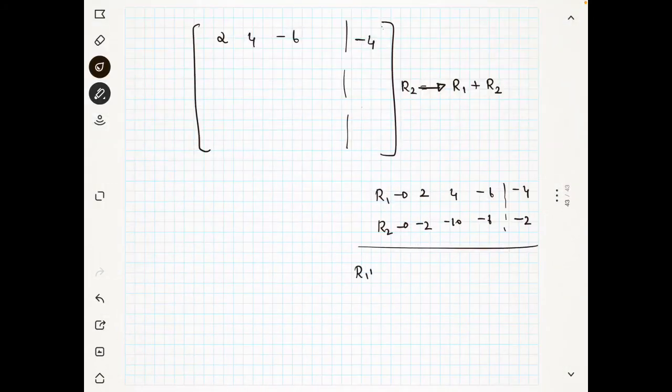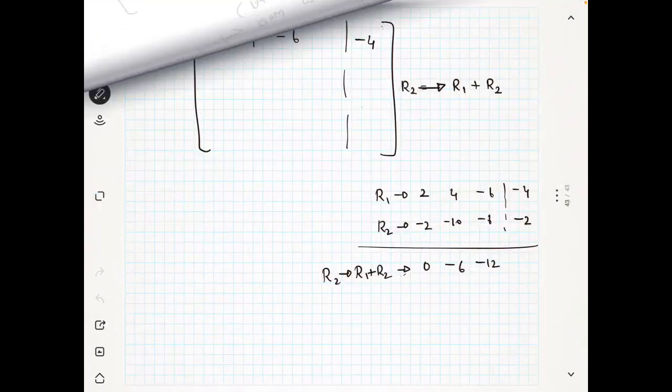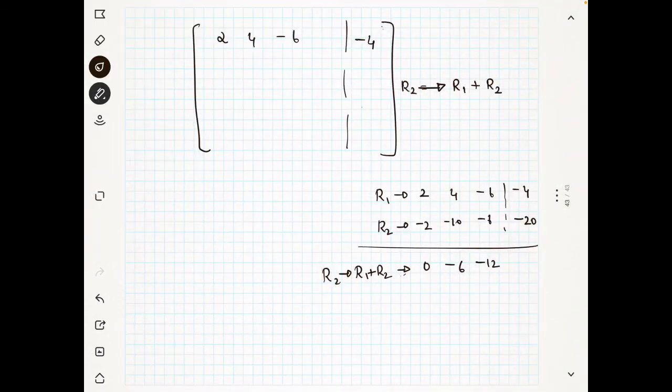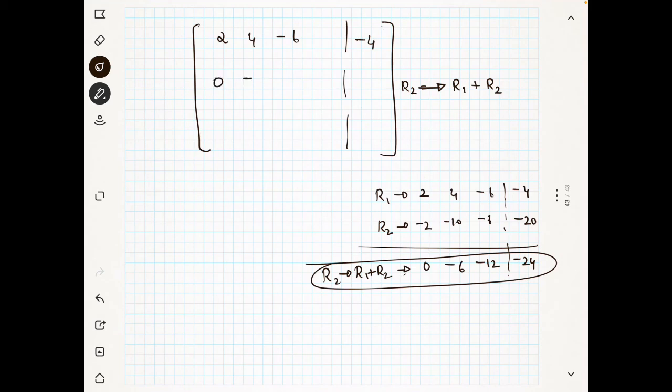If I add row 1 plus row 2 and replace my row 2 with it, this becomes 0, this becomes minus 6, this becomes minus 12, and minus 20 plus minus 4 becomes minus 24. This is my new row 2: 0, minus 6, minus 12, and minus 24. Now my row 1 is not changed at all.